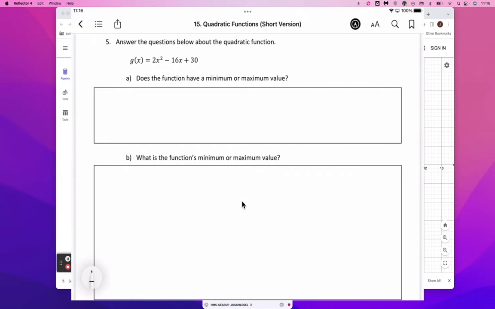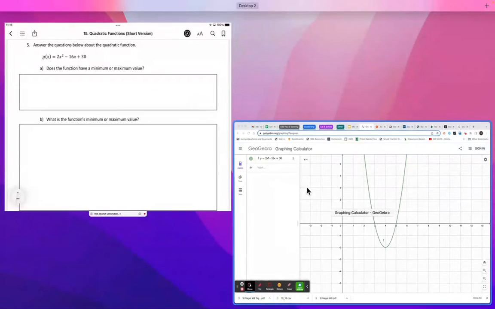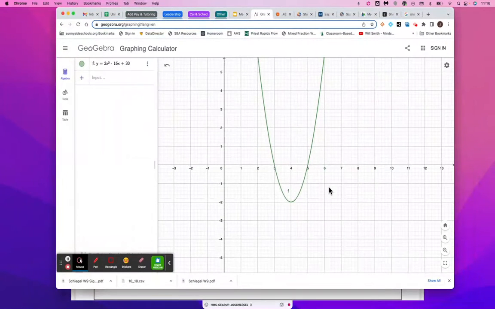And so for number 5, we have this function, 2x squared minus 16x plus 30. And as I've done in the past, I went ahead and graphed this on GeoGebra so we could just kind of see what was going on. And our first question is, does the function have a maximum or minimum value?